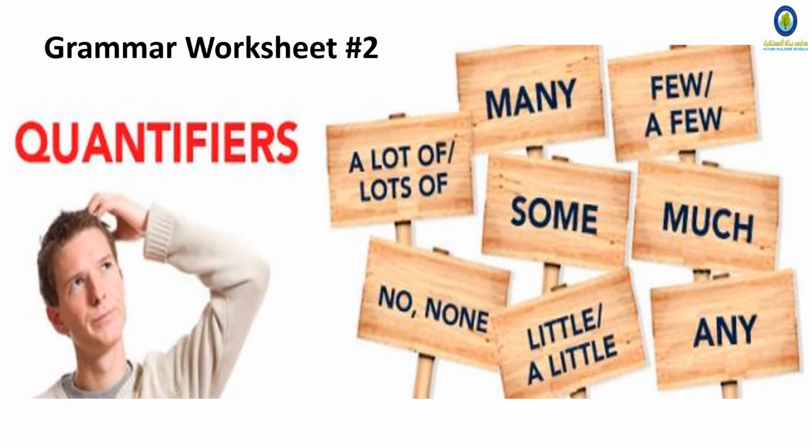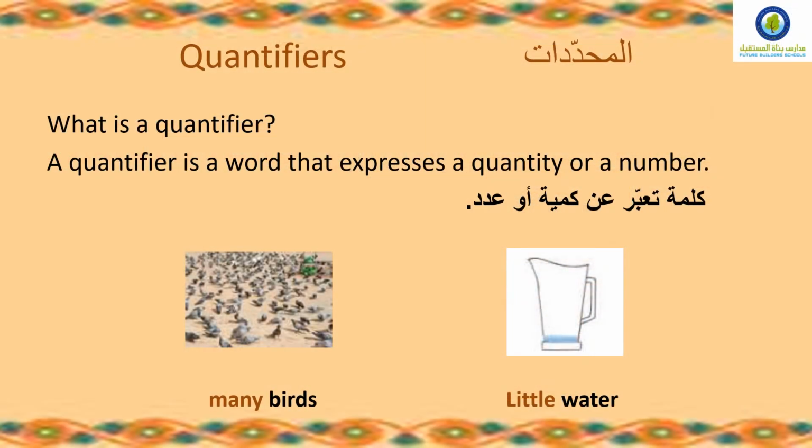So our grammar worksheet 2, now we are on part 2 because previously I introduced the countable, uncountable. This is the first part. Now here we are for the second part of the worksheet, talking about quantifiers. Now look at the picture that you have in front of you. Quantifiers, it means a lot of, lots of, many, a few, some, much, a little, any, and others. Now in this lesson we will introduce them, but we are going to focus on a group of them that is very important in this worksheet. So follow with me.